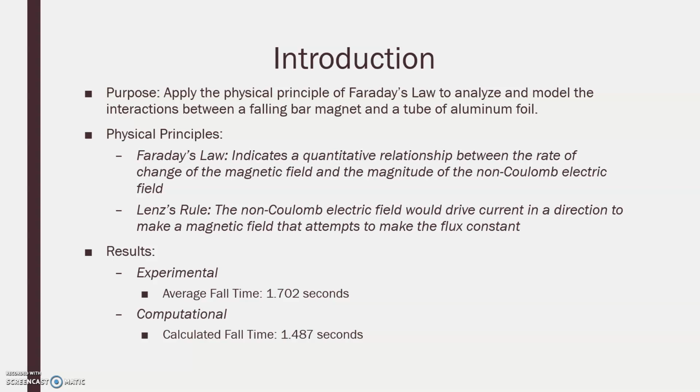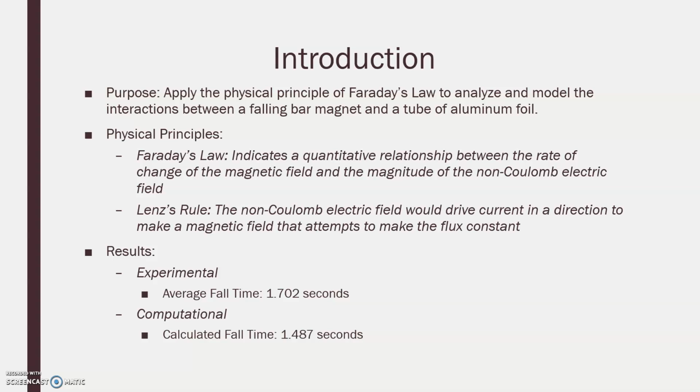The purpose of this lab is to apply the physical principle of Faraday's law to analyze and model the interactions between a falling bar magnet and a tube of aluminum foil. The physical principles exemplified in this lab are Faraday's law and Lenz's rule. Faraday's law states that there is a qualitative relationship between the rate of change of the magnetic field and the magnitude of the non-Coulomb electric field. Lenz's rule states that the non-Coulomb electric field would drive current in a direction to make a magnetic field that attempts to make the flux constant.